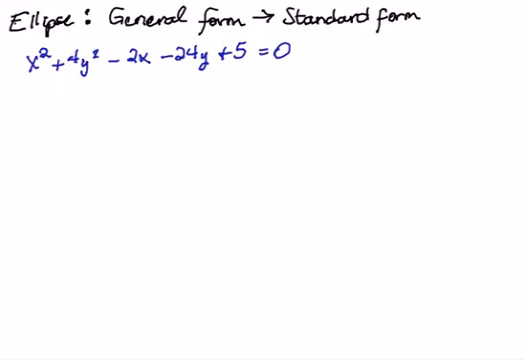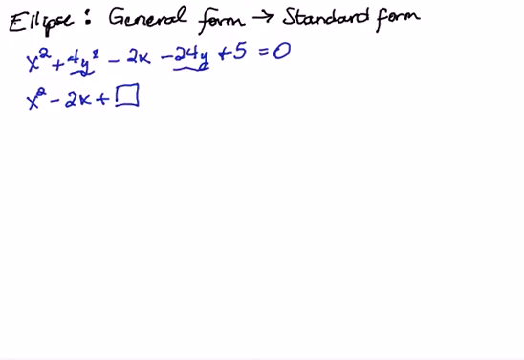Here I have the general form of the ellipse, and in order to start working towards standard form, I need to regroup my terms so that we can complete the square in x and also for y. So I'm going to group these two x terms together, x squared minus 2x. Save a little room to complete the square. I have this 4y squared and negative 24y.